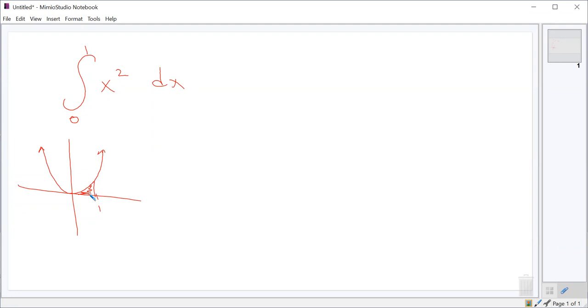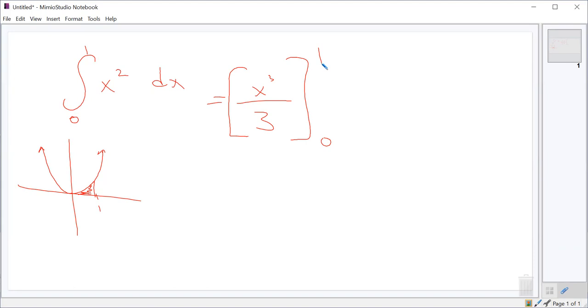Using the power rule, we should be able to reverse this and take an integral of it. So instead of taking a derivative by multiplying by the power and dropping it down by 1, instead we'll increase the power by 1. So this will become x cubed, and then we'll divide by that new power. So x cubed over 3, and we evaluate it from 0 to 1. That's our second part of the fundamental theorem of calculus.